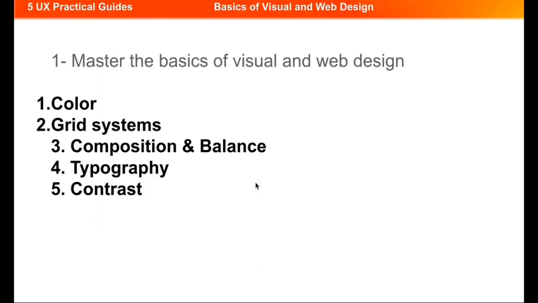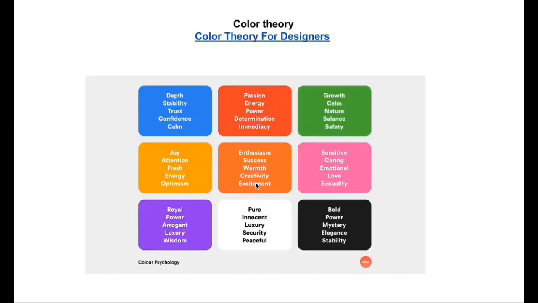Now we're going to master the basics of visual web design. We're going to be discussing color, grid systems, composition and balance, typography, and contrast. So there are some pretty broad color theories. If you click on this link here, it's going to have a huge article on color theory for designers. It's going to go in much more detail, and I highly recommend you take a look at it after this class. So you can see how each color emits a certain feeling.